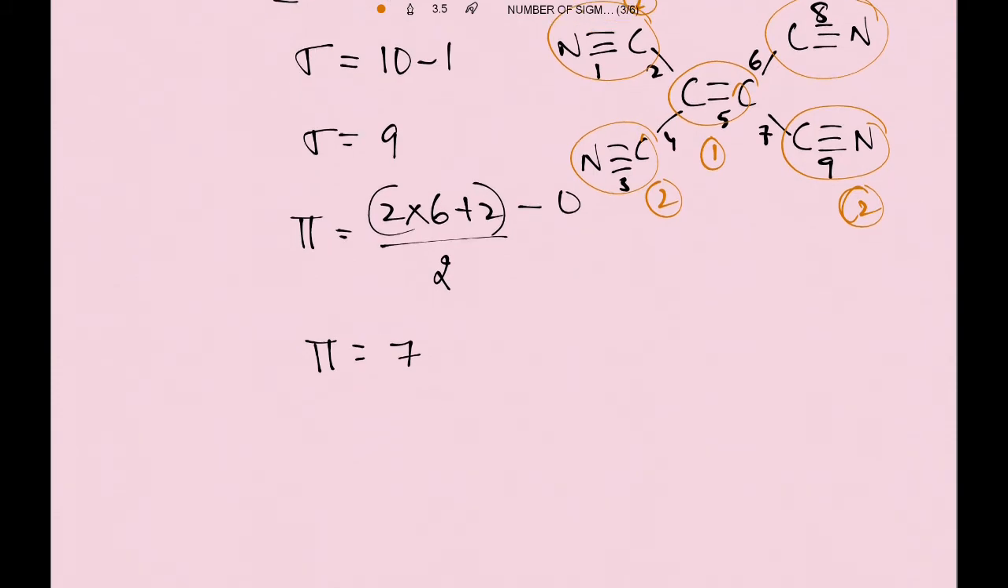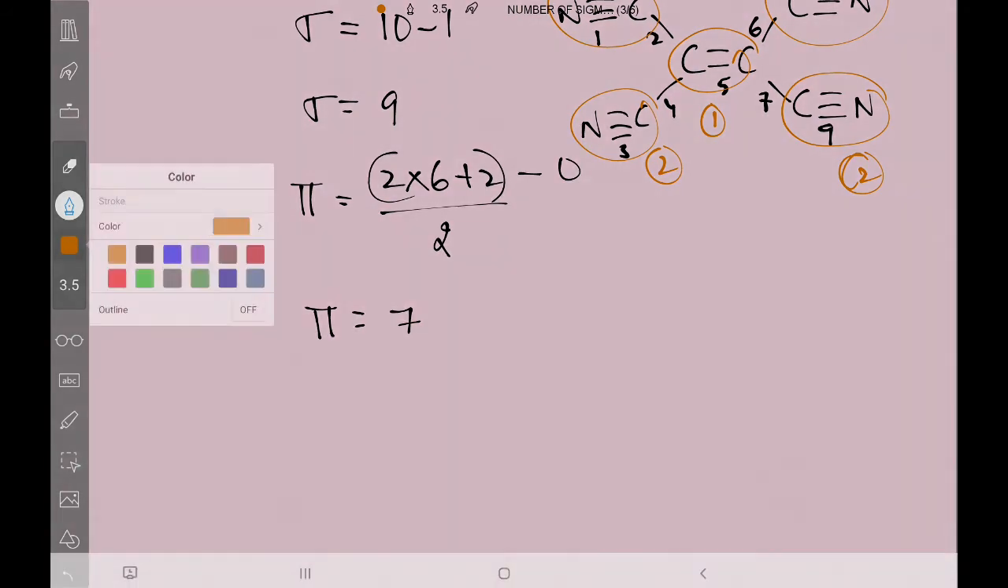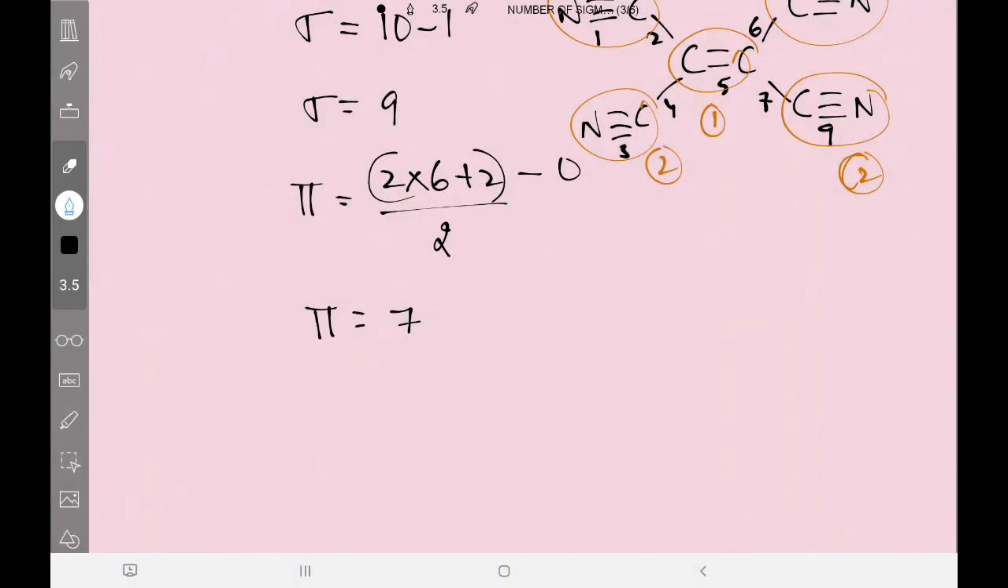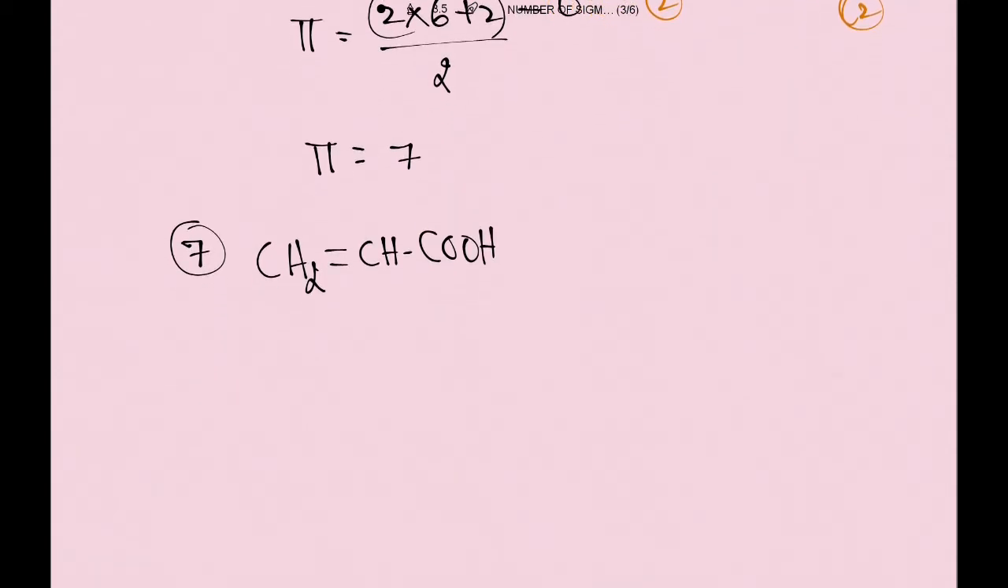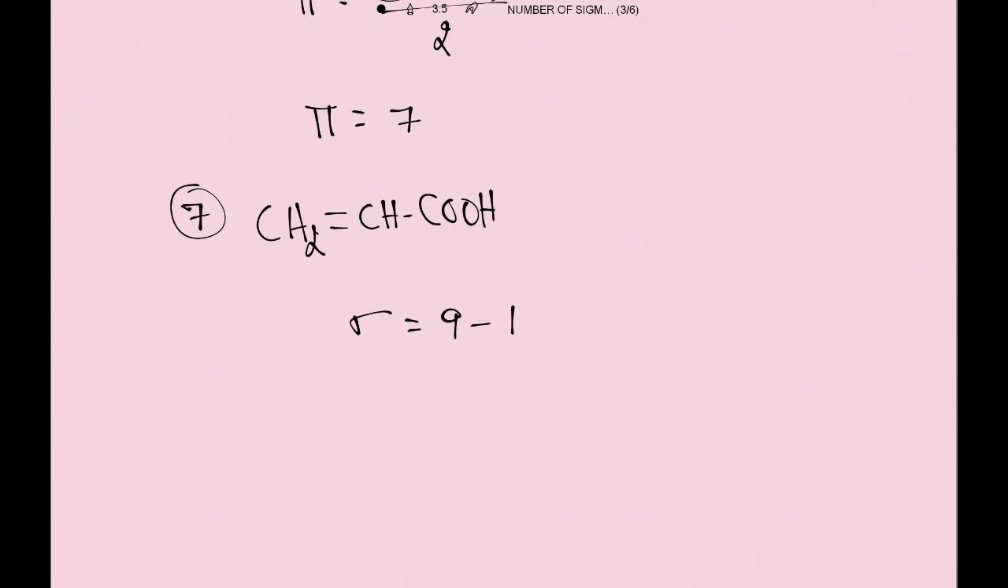Next one I am taking as an example, CH2=CHCOOH. And if you count the number of sigma bonds here, just count the number of total atoms: 3 plus 2 plus 4. Total is 9. 9 minus 1. And number of sigma bonds is equal to 8.